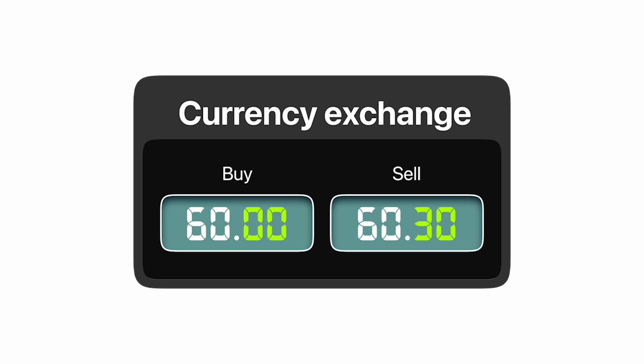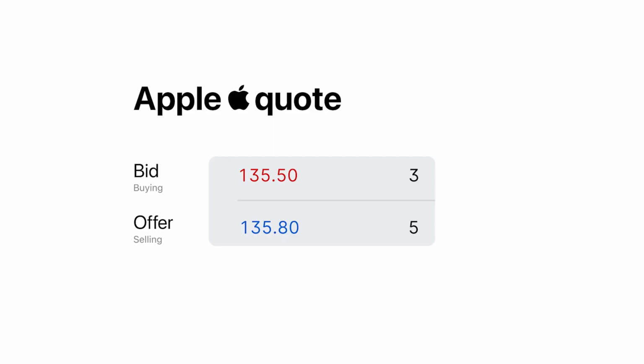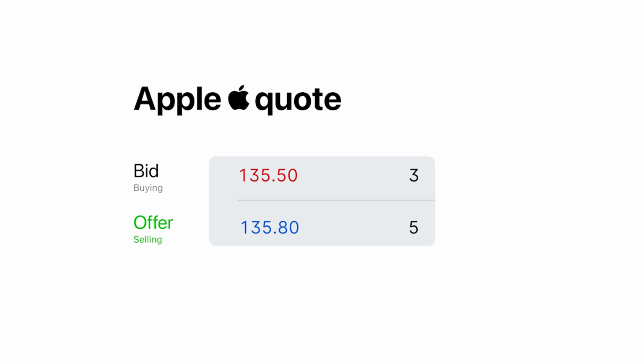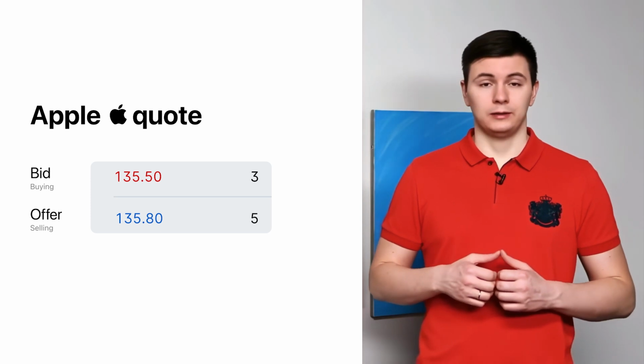Pretty much the same thing happens with stock quotes, except there might be a few more numbers involved there. In the classic version, say, using Apple stock as an example, it looks like this. Here, the spread is 30 cents, and the numbers 3 and 5 on the right indicate the volume currently available for buying or selling. Traditionally, it's accepted that 1 unit in the quote equals 1 lot, or 100 shares. So in our case, we can buy 500 shares of Apple at $135.80 per share. So, how exactly does the process of buying shares work?